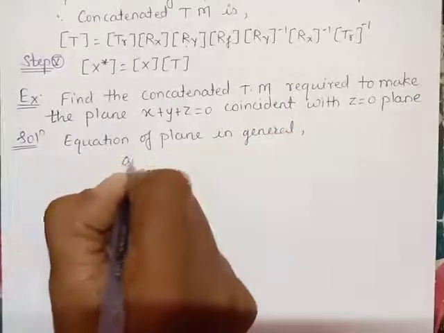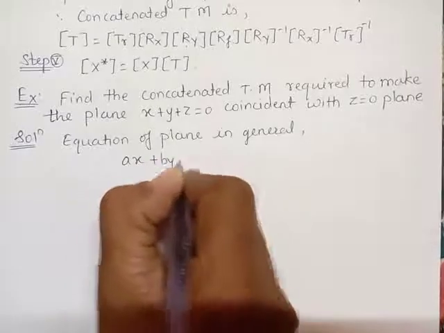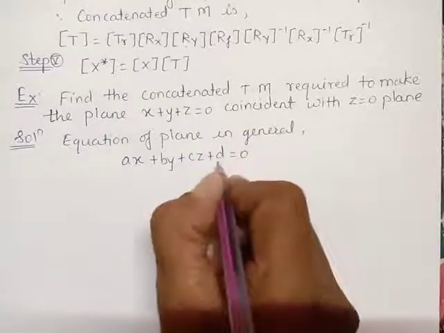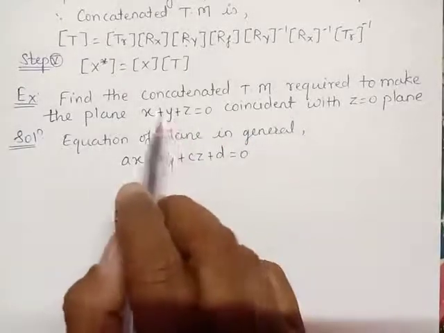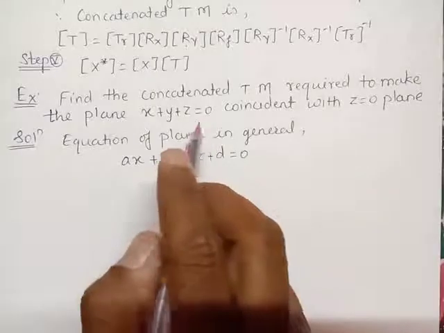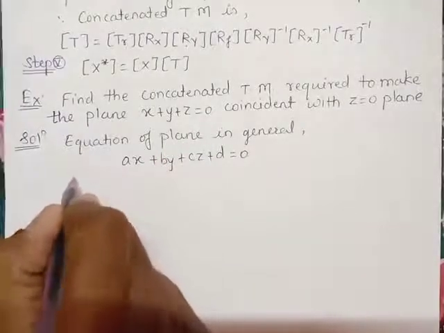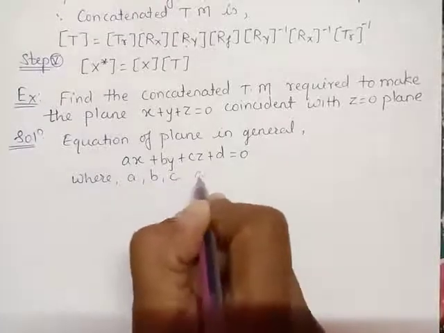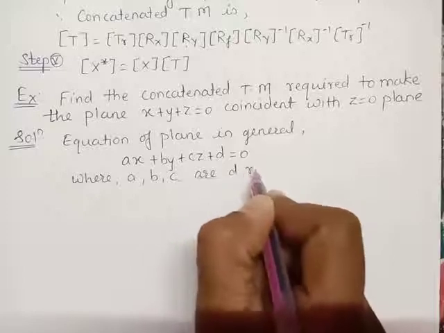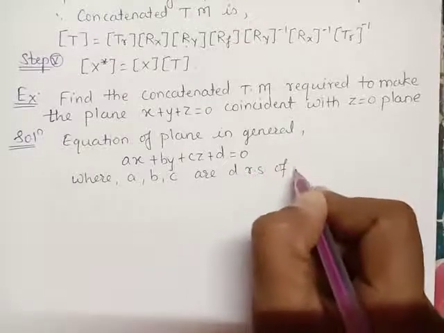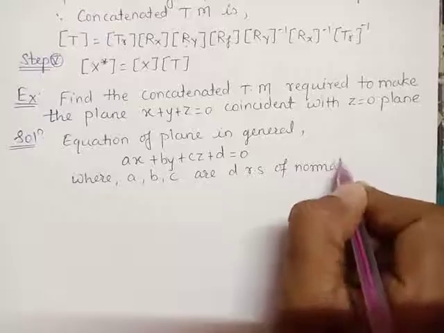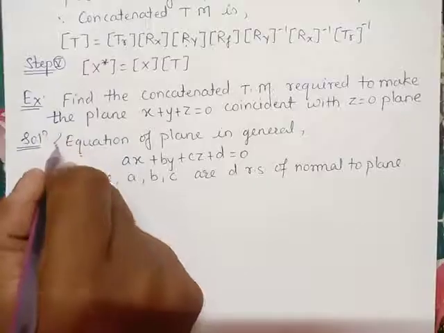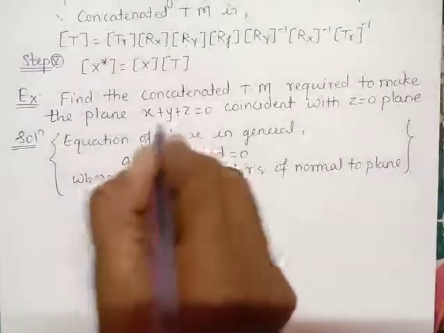Equation of plane in general is what? Ax plus by plus cz plus d equal to 0. If d is 0, then that plane passing through origin. So here it passing through origin. Fine. Okay. And what are these? Where these A, B and C are direction ratios of normal to the plane. So this part you should memorize first. Later on compare with that.